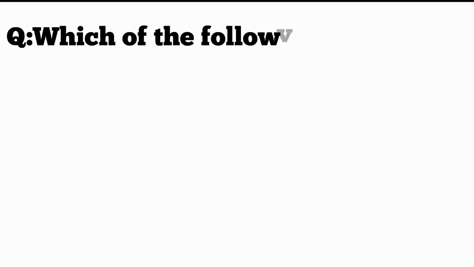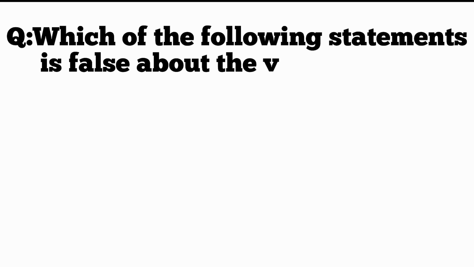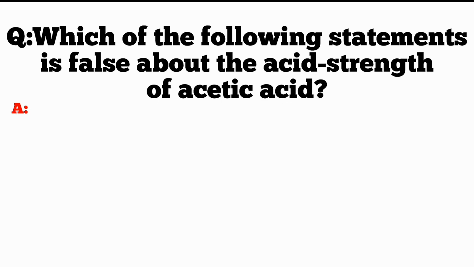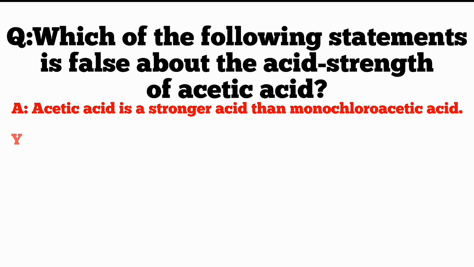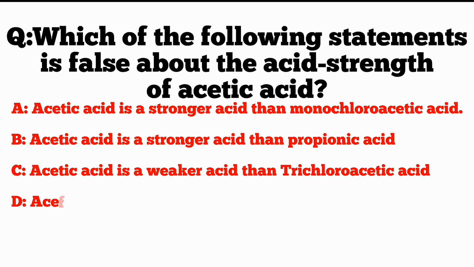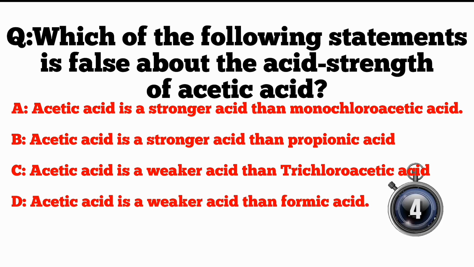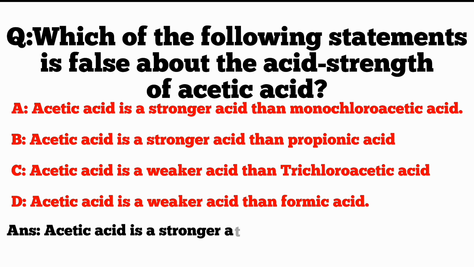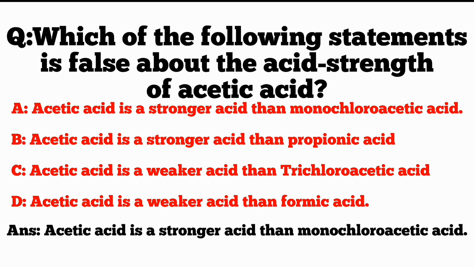Q. Which of the following statements is false about the acid strength of acetic acid? A. Acetic acid is a stronger acid than monochloroacetic acid. B. Acetic acid is a stronger acid than propionic acid. C. Acetic acid is a weaker acid than trichloroacetic acid. D. Acetic acid is a weaker acid than formic acid. Answer: Acetic acid is a stronger acid than monochloroacetic acid.